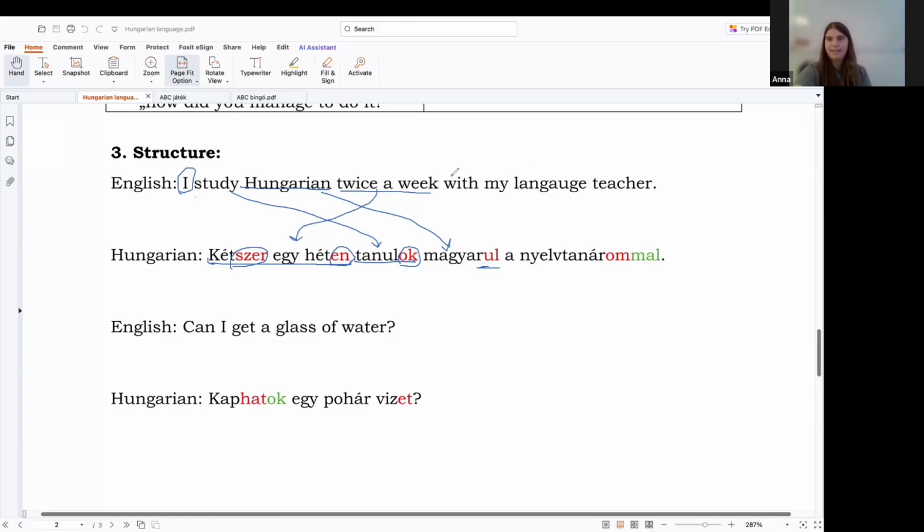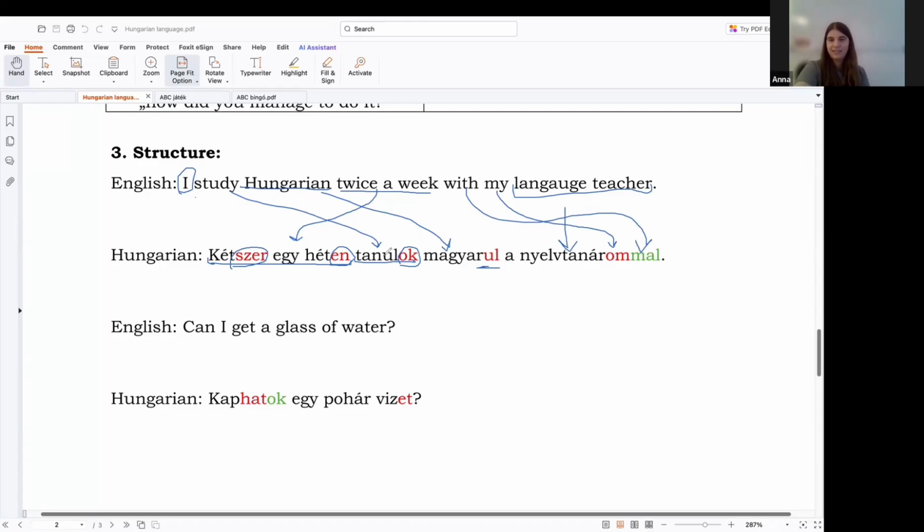n. Okay, and then we have with my language teacher. Now language teacher is nyelvtanár. And then you can see we have two things here, because my is the om and the with is the val, which becomes mal. So nyelvtanárommal, even though it's one word, literally shows you that it's possessive because of the om, and it also uses the with because of the mal. So it's honestly a bit like Lego. You kind of have to put everything together.